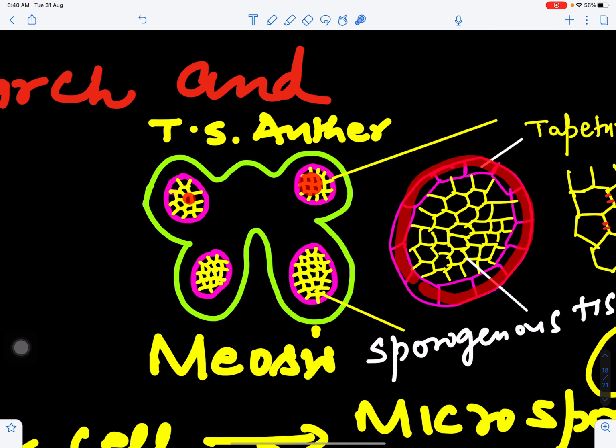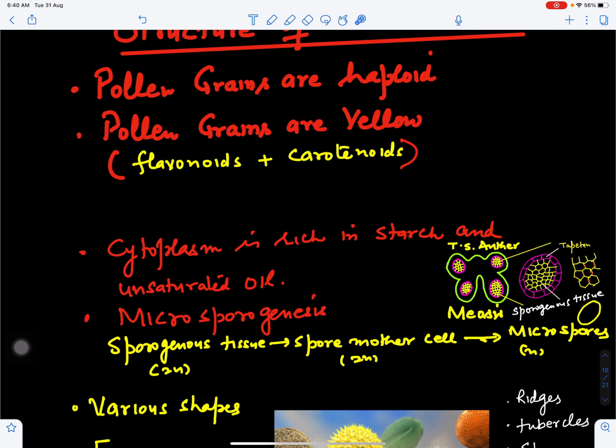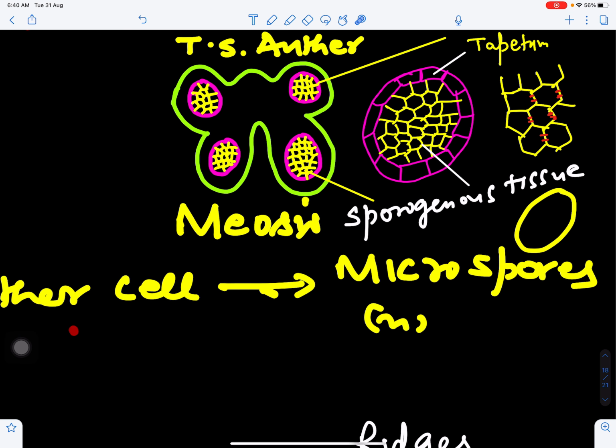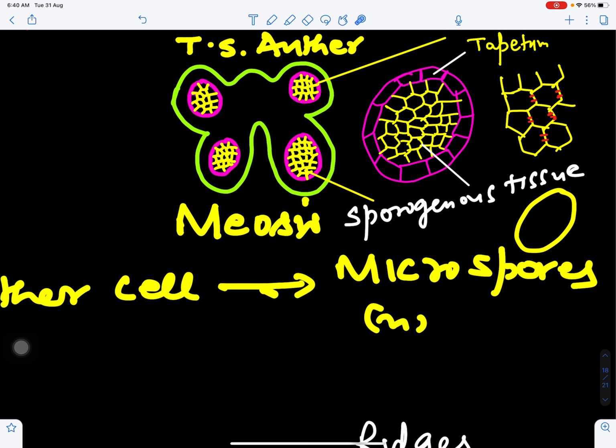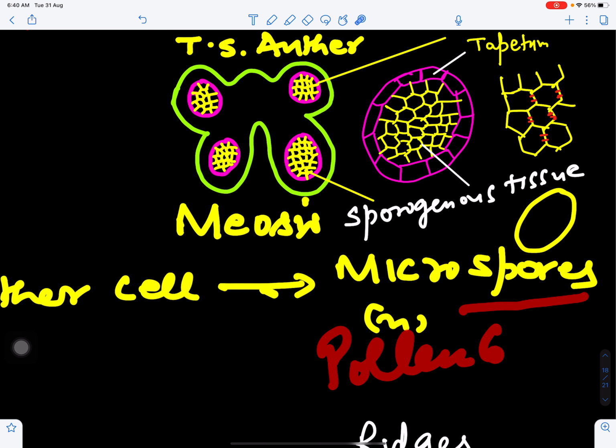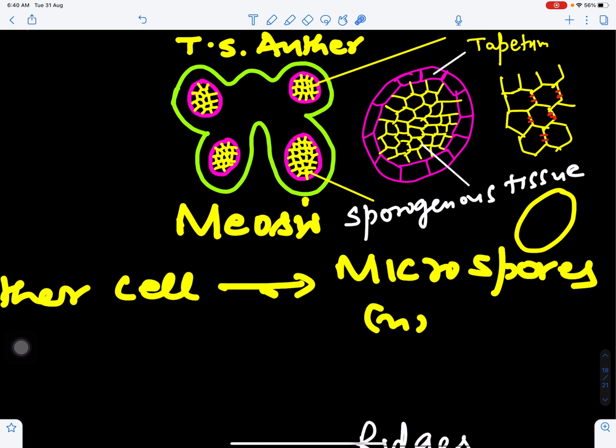In a dithecous anther, there are four groups of sporogenous tissue. This sporogenous tissue gets differentiated to form spore mother cells. This tissue is diploid, and the spore mother cells are also diploid. When they undergo meiosis, they produce haploid microspores. Microspores are produced from the sporogenous tissue and are haploid. These microspores are also called pollen grains, and since they are produced after meiosis, their genetic constitution is haploid.